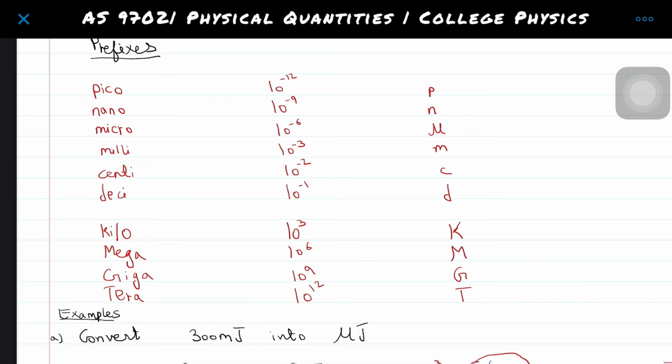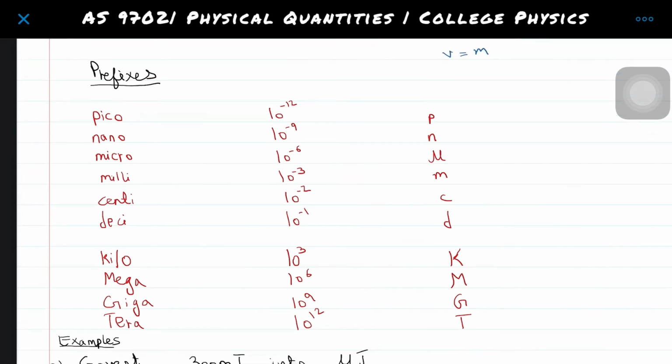Milli is 10 raised to the power minus 3, and it is represented by a small m. Then there is centi, 10 raised to the power minus 2. It is represented by a small c. Then there is deci, which is 10 raised to the power minus 1. It is represented by a small d.